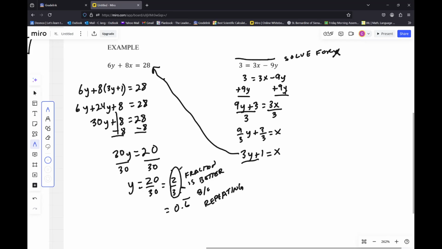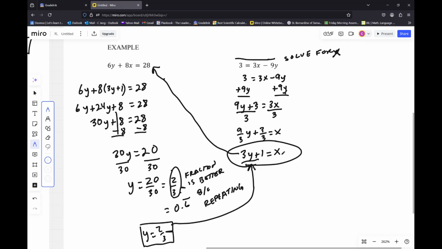What are we going to do with that? Well, we need to solve for x. So y is equal to 2/3. Let me write this down here. I need to solve for x, so I'm going to take this value and plug it into this equation, because this is already solved for x. I know that this is going to give me x.